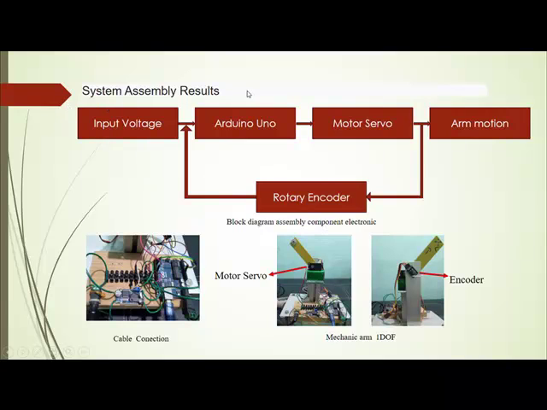This is the system assembly result: input voltage, then Arduino Uno, servo motor, and rotary encoder. In the Arduino, we use a set point as well, then the servo motor again, and the arm motion. This is a picture of the cable connection of the servo motor and encoder.